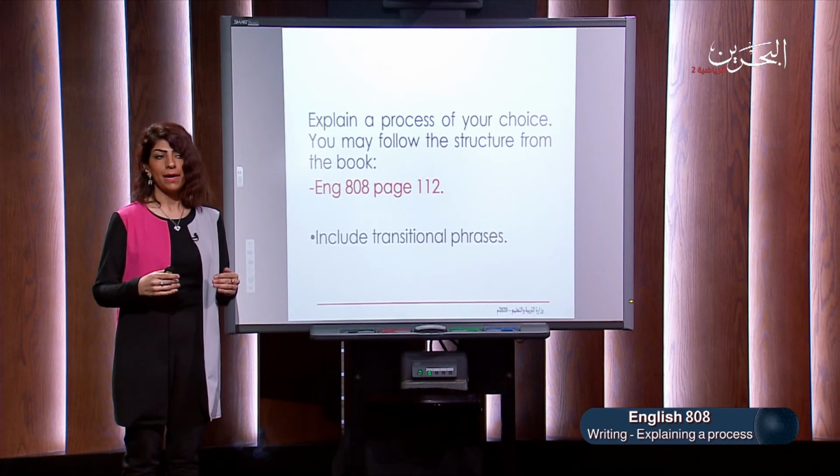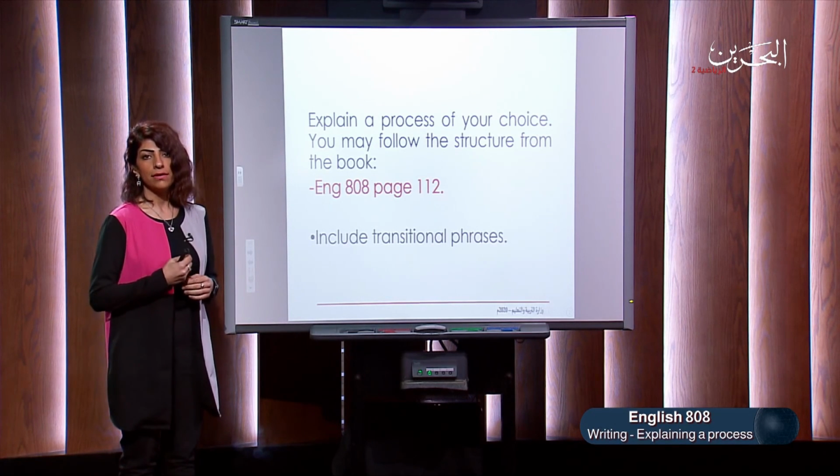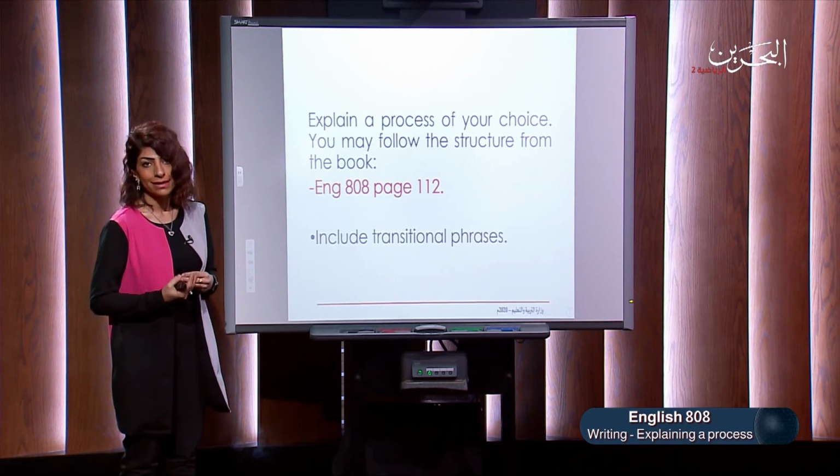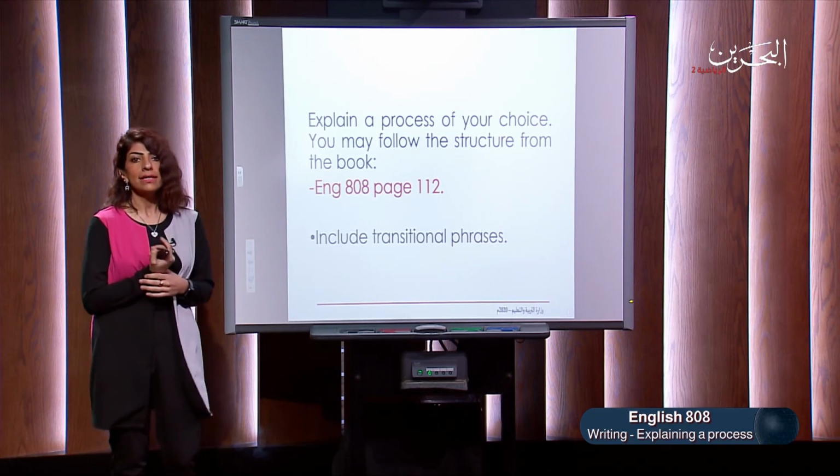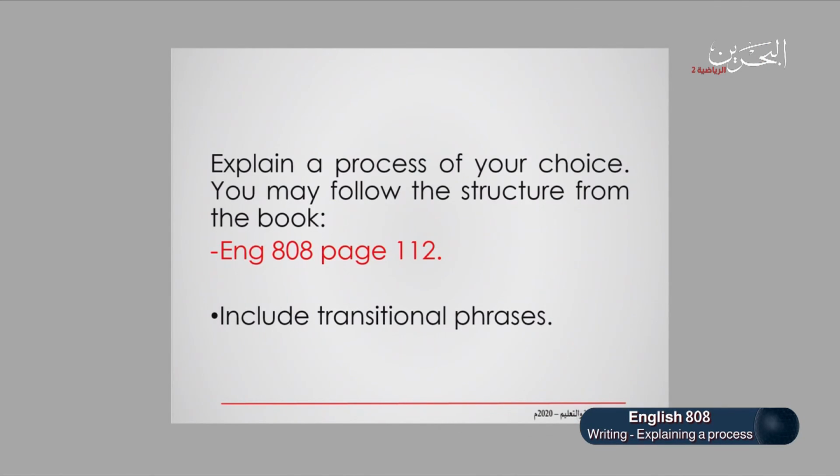We are done now with the paragraph. I'll just give you a very simple task, like further practice for yourselves at home. You can explain a process of your choice. Choose anything and write a process about it. Now, make sure that you follow the structure from your book. Which book? It's Project Success Level 2, English 808. You'll find the layout or the structure on page 112. Don't forget to include transitional phrases.